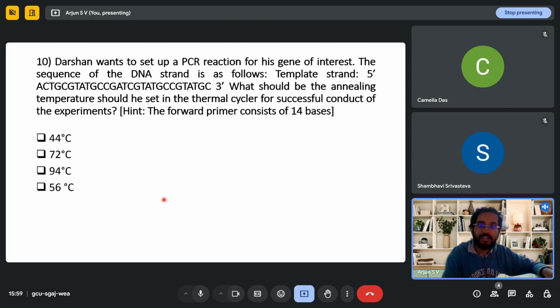So the template strand, they have given a sequence of the template strand from 5 prime to 3 prime. What should be the annealing temperature that should be set in the thermal cycler for successful conduct of the experiment? Hint: the forward primer consists of 14 bases.